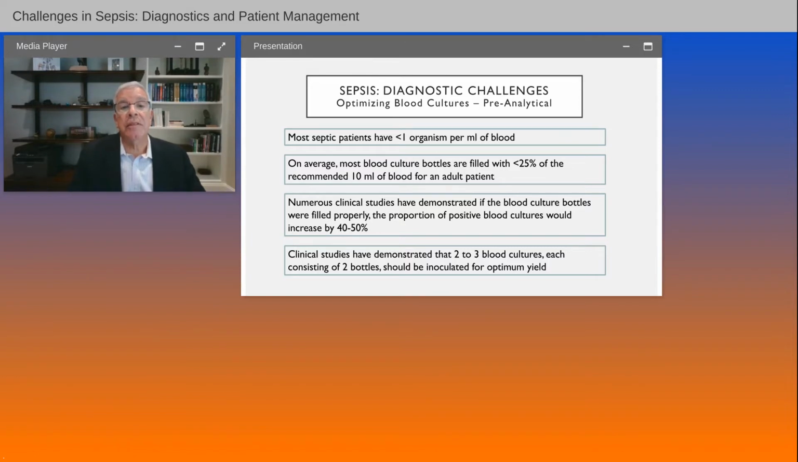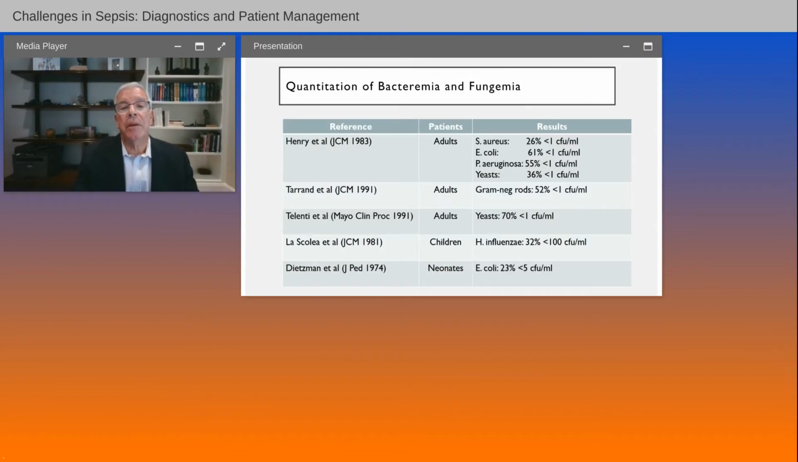Numerous clinical studies have demonstrated that if the blood culture bottles were filled properly, the proportion of positive blood cultures would be increased by 40 to 50%. And finally, clinical studies have demonstrated that 2 to 3 blood cultures, each consisting of 2 bottles, should be inoculated for optimum yield. And again, let me share with you the data that supports these comments.